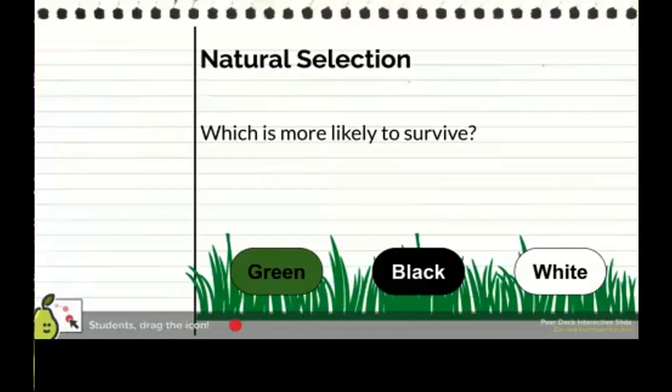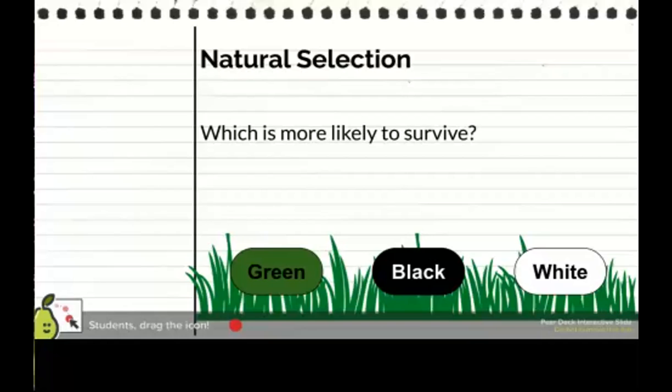So what if it was like bugs? Pretend these things are bugs. We have a green bug, a black bug, and a white bug. Go ahead and move your little dot. Which is more likely to survive? So we're on Pear Deck still. We don't need to toggle anywhere. You can just stay with me on Pear Deck this whole time. We're not going to go back and forth. Okay. So what do you think? Drag your little dot.